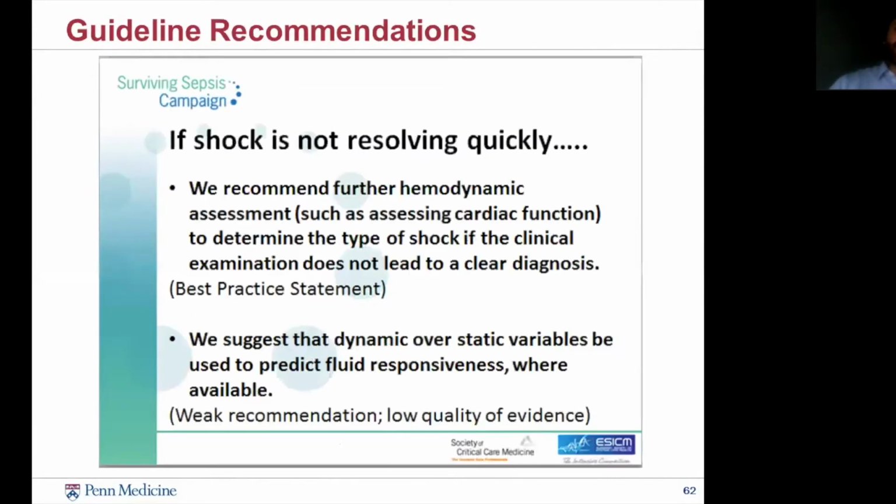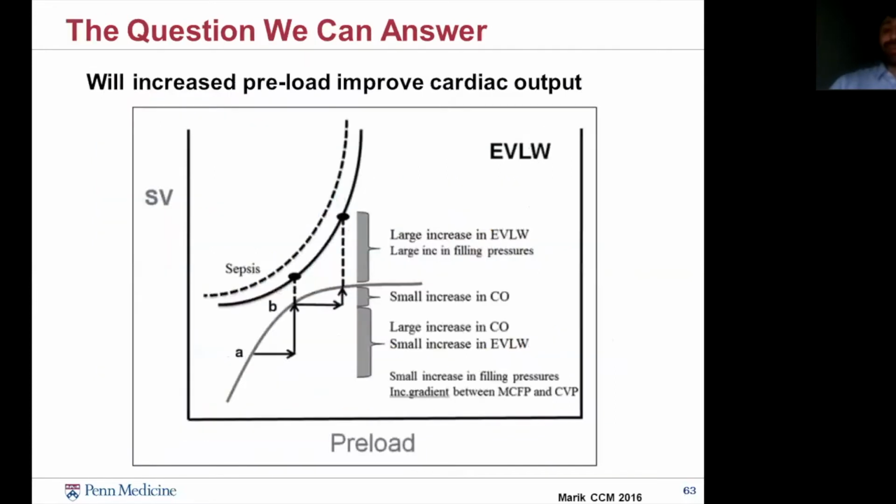All right, so now let's talk about how to use ultrasound once you know why your patient's in shock. The Surviving Sepsis Campaign's most recent iteration recommends dynamic variables to predict fluid responsiveness. It doesn't actually give any recommendation about what those dynamic variables are. We can't actually answer the question of how we are going to improve tissue oxygenation, but we can answer the question of, is preload going to improve cardiac output, or is it only going to increase extravascular lung water?